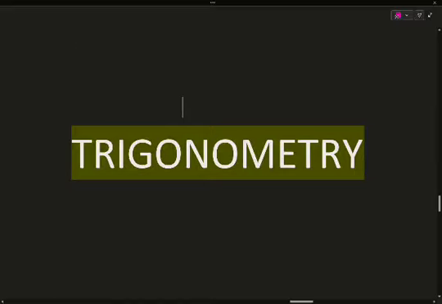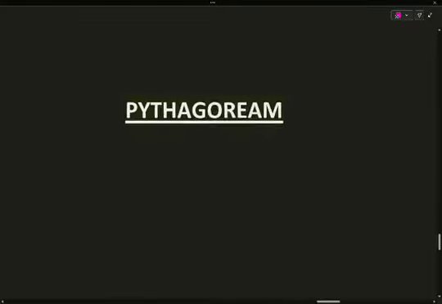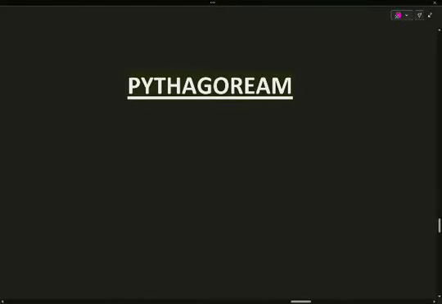Let us look at trigonometry, the second part. So today we're going to look at Pythagorean trigonometry. So we have three very important identities that we have to look at.